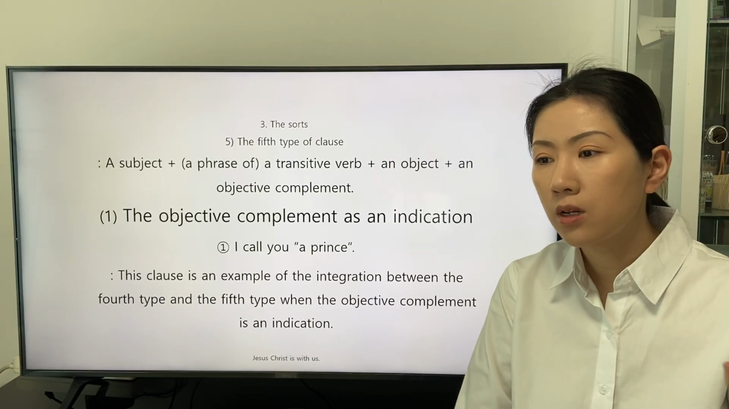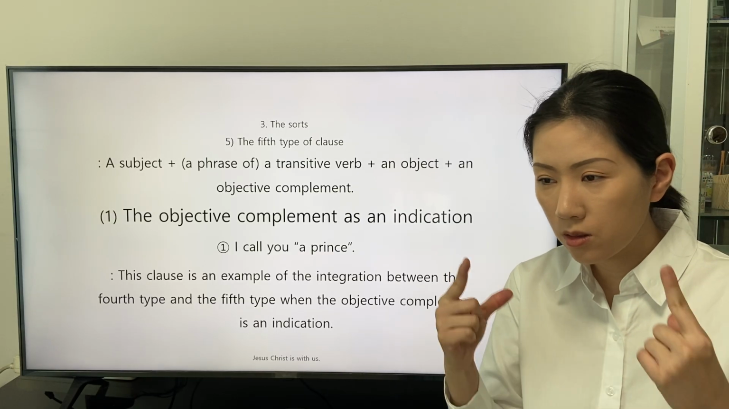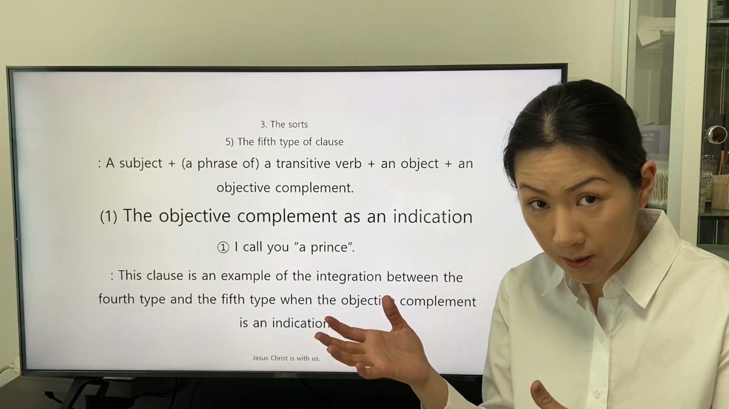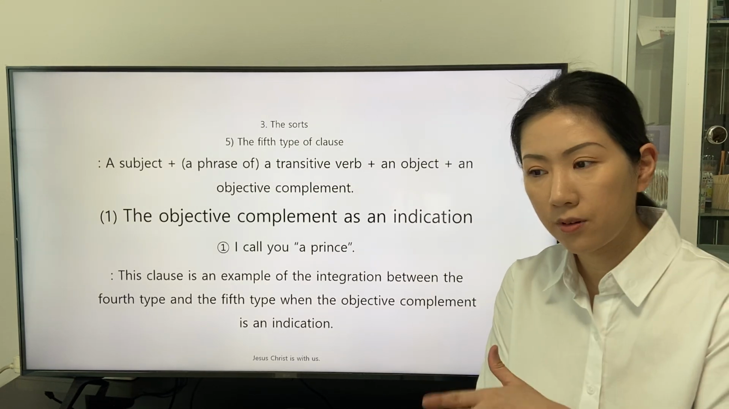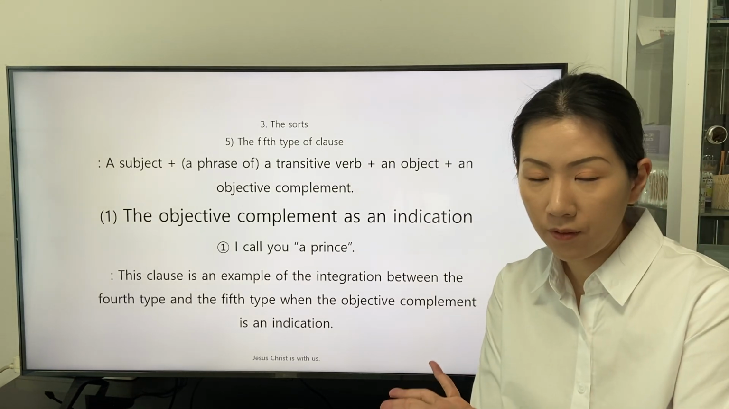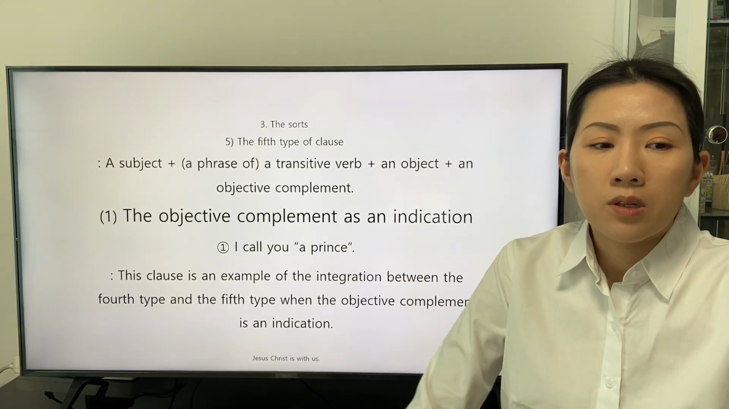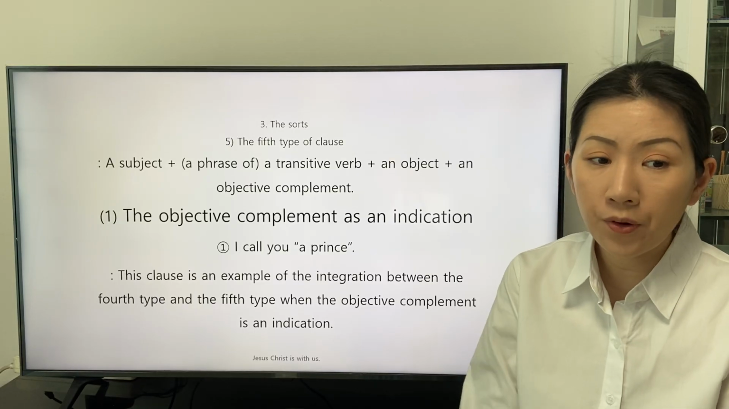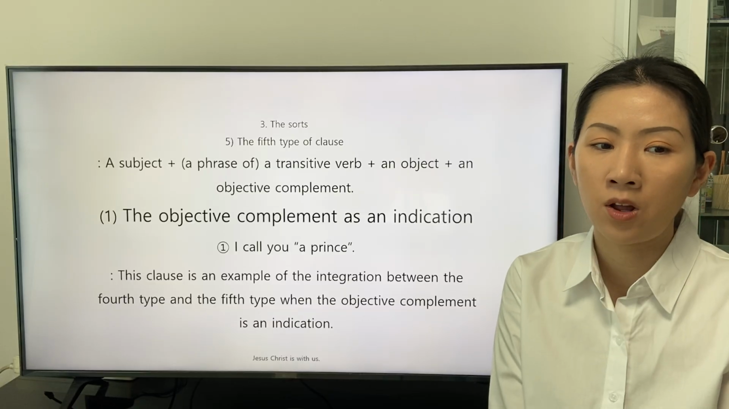We can say that the way the objective complement defines the object is a kind of description for the object. This clause is an example of the integration between the 4th type and the 5th type when the objective complement is an indication.